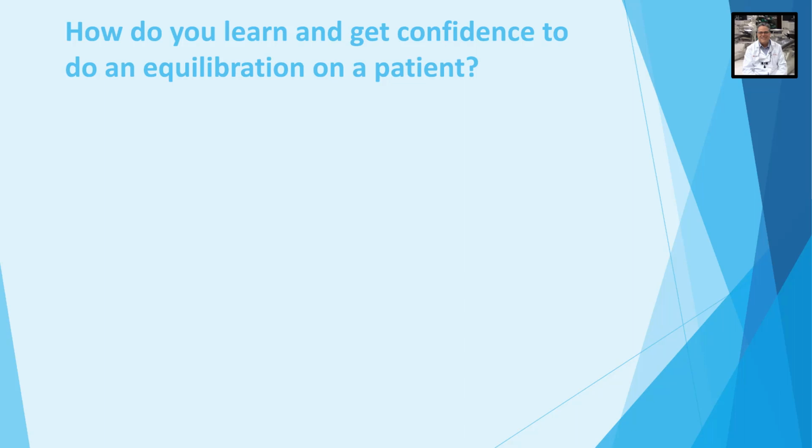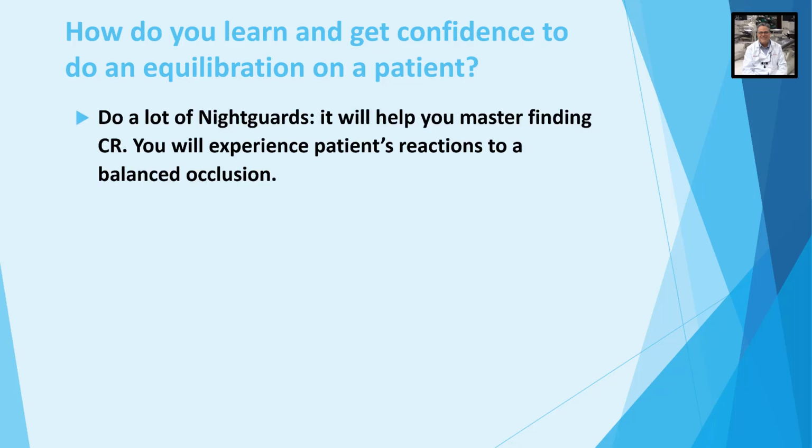So the real question is, how do you learn and how do you get confidence to do an equilibration on a patient? Well, first I'm going to recommend you do a lot of night guards. It'll help you master finding centric relation. You'll also experience patients' reactions to a balanced occlusion. They'll come back and they'll say things like, wow, my muscles never felt so good. My headaches are gone. Then sometimes they have instant relief when you're delivering and adjusting a night guard.